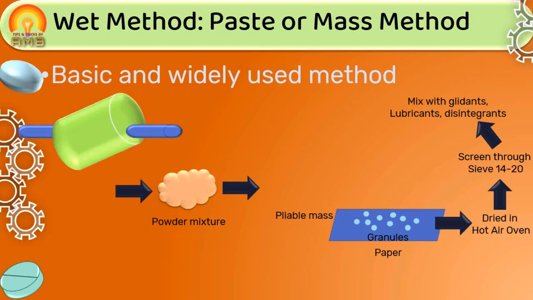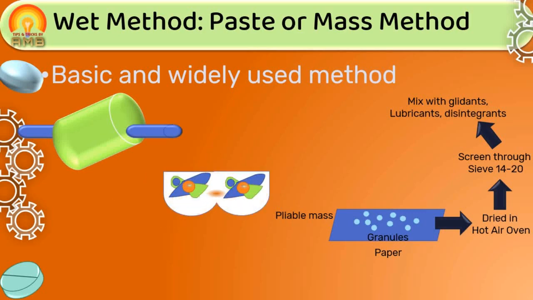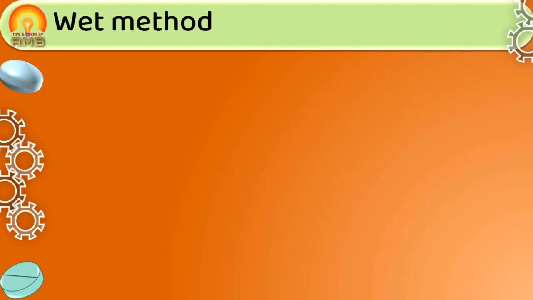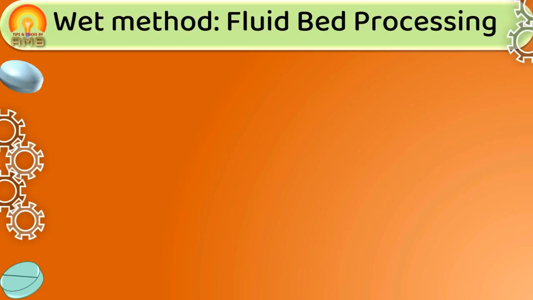On large scale, instead of mortar and pestle, various blending equipments are used for mixing the powders. Mixing of powder with granulating agent to form dough mass is done in various equipments like sigma mixer, planetary mixer, etc. For screening of dough mass to form granules, the mass is passed through an oscillating granulator having a sieve of desired size. Another type of wet method is fluid bed processing.